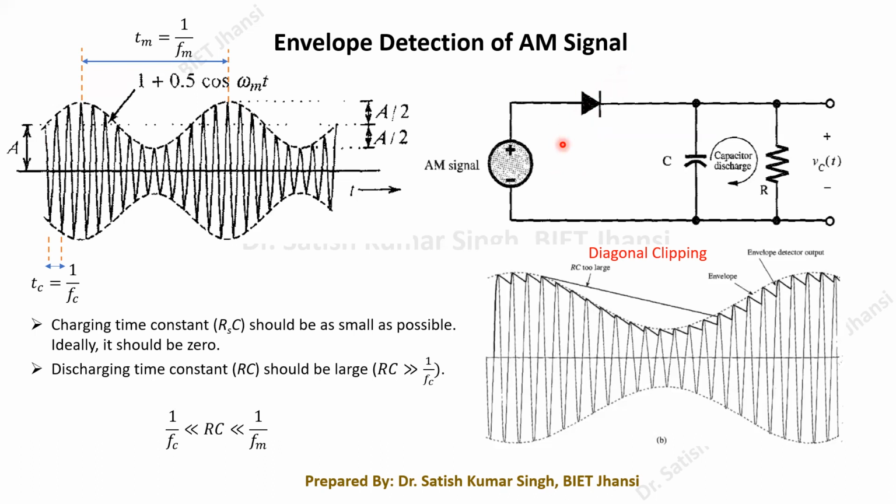Whenever this AM signal has a voltage greater than the cut-in voltage, the diode will be turned on, and in that case the capacitor is going to charge through this diode. Whenever the anode of the diode is at a higher potential than the cathode terminal, the diode will be turned on and a current will flow, and through this current the capacitor is going to charge. Fine. So we have to understand its working like this.